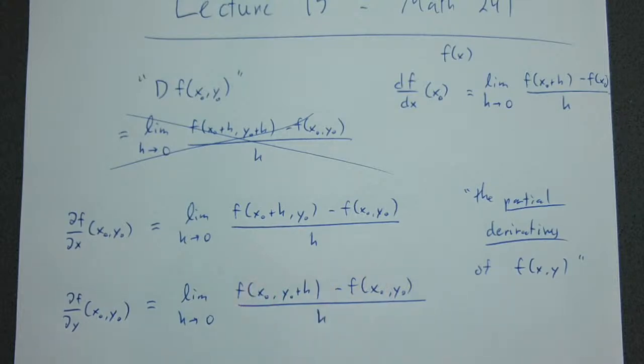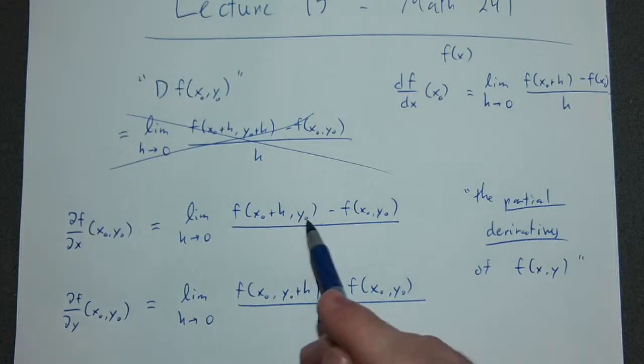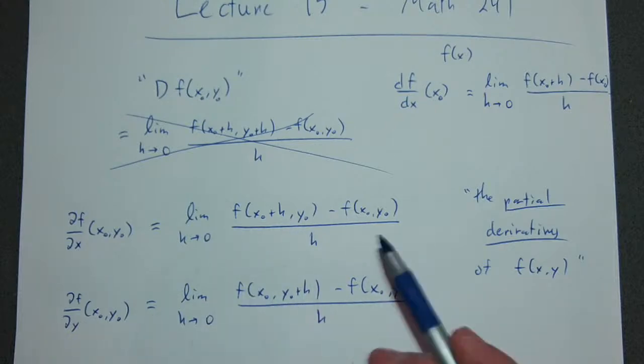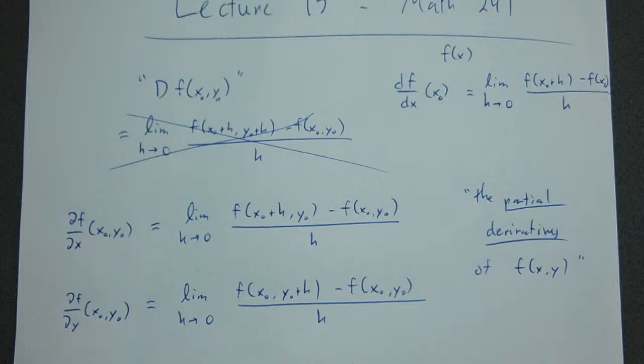So algebraically, what is that going to mean for how to compute these things? This is telling us that in order to compute del x, for instance, this is going to be done by treating the y slot, the y argument, as a constant, and taking the derivative with respect to x. Similarly, to take this del y partial derivative, I'm going to hold the x slot as a constant and take the derivative with respect to y.